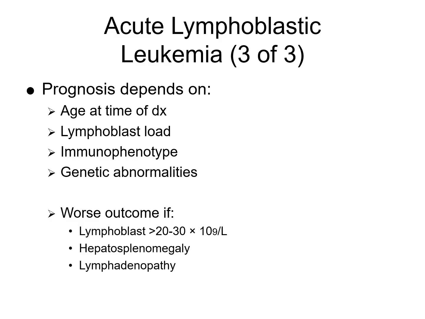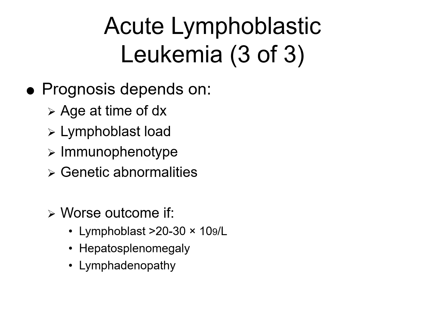It's also going to depend on the lymphoblast load. So the number of lymphoblasts in the blood and bone marrow can impact the outcome. Immunophenotype is also going to determine the prognosis, so the specific type of lymphoblast, if it's a B cell or a T cell, and expression of the surface markers will affect the prognosis. And then genetic abnormalities can also affect the prognosis, so the presence of certain chromosomal translocations or mutations can influence treatment response and prognosis.